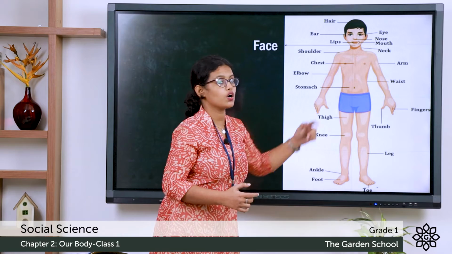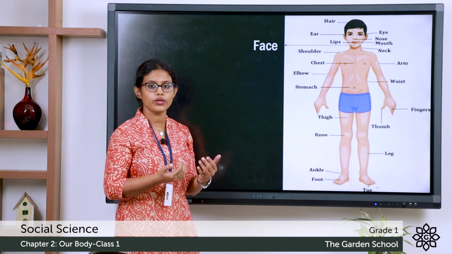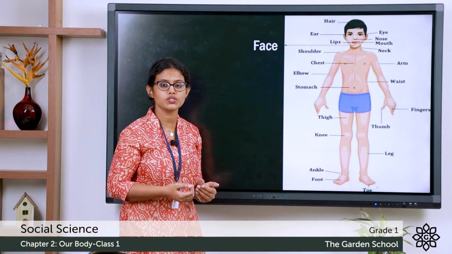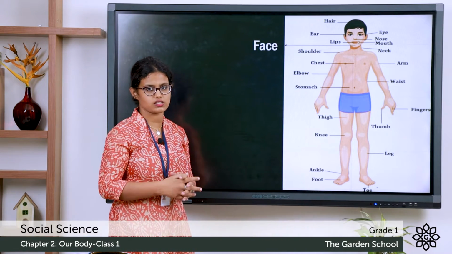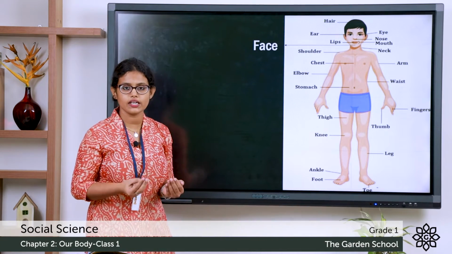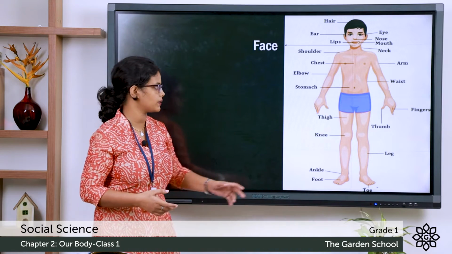Then this is your chest. So we all breathe. So we take in air through our nose and the air goes into our chest. Then this is our stomach. So we take in food through our mouth and it goes into our stomach.